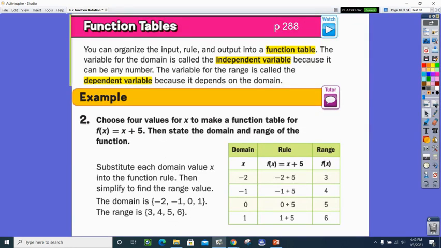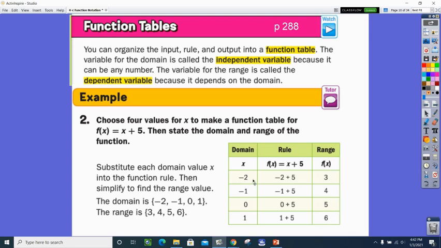So you can organize the input, the rule, and the output in what's called a function table. We're going to have the domain be your independent variables and the range be your dependent variables. And then we put the rule in the middle so we can see what math we're going to do. We're not just going to put one value in. We want a bunch of values in. And you can pick any ones you want, but you're going to see that there's a group of inputs that are going to become your favorites.